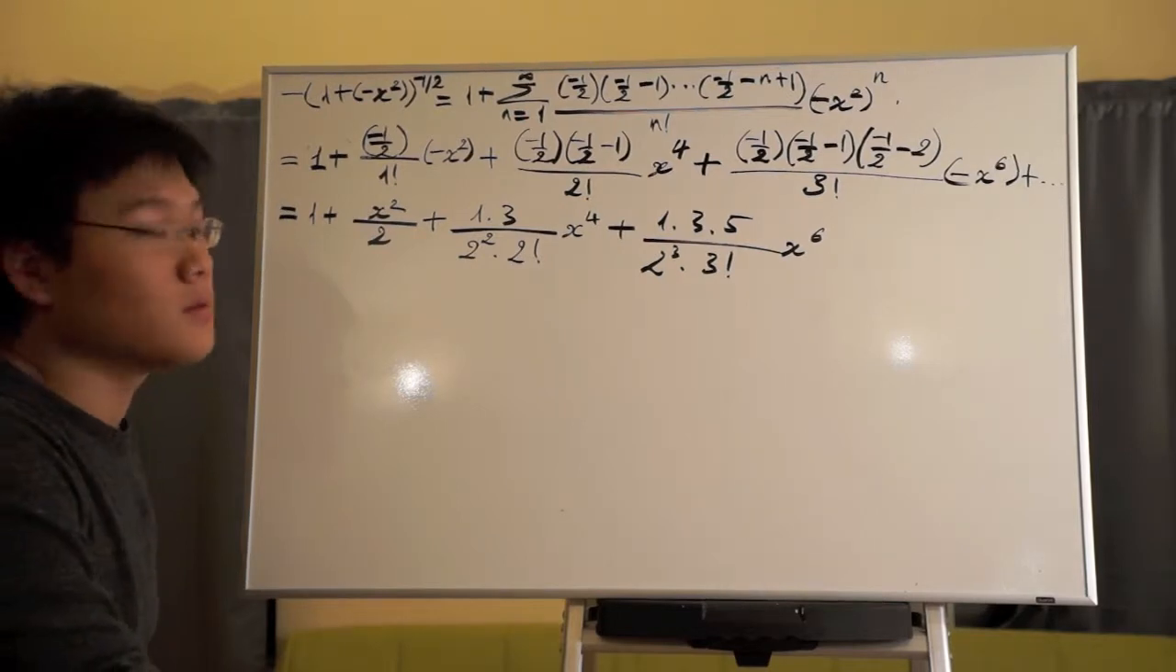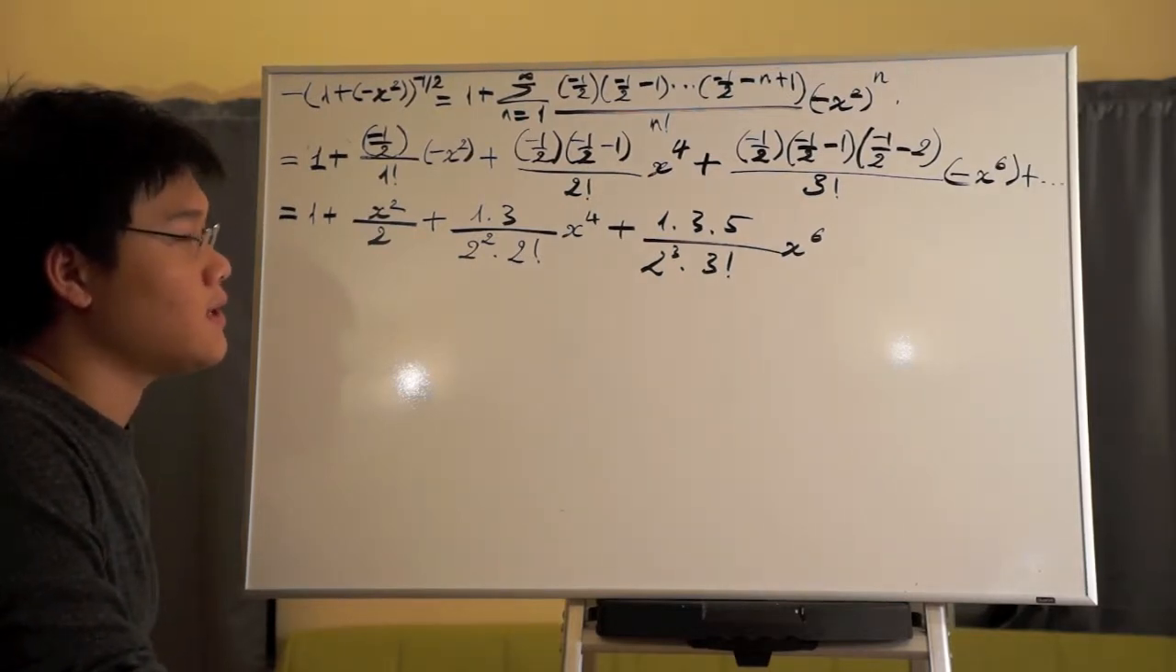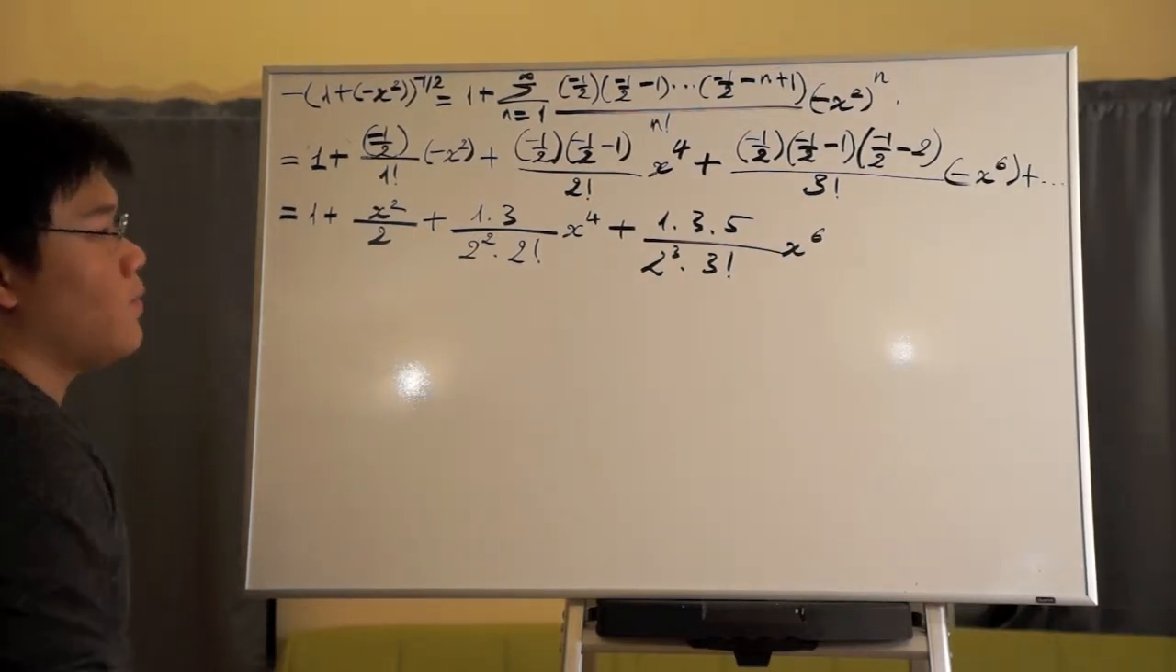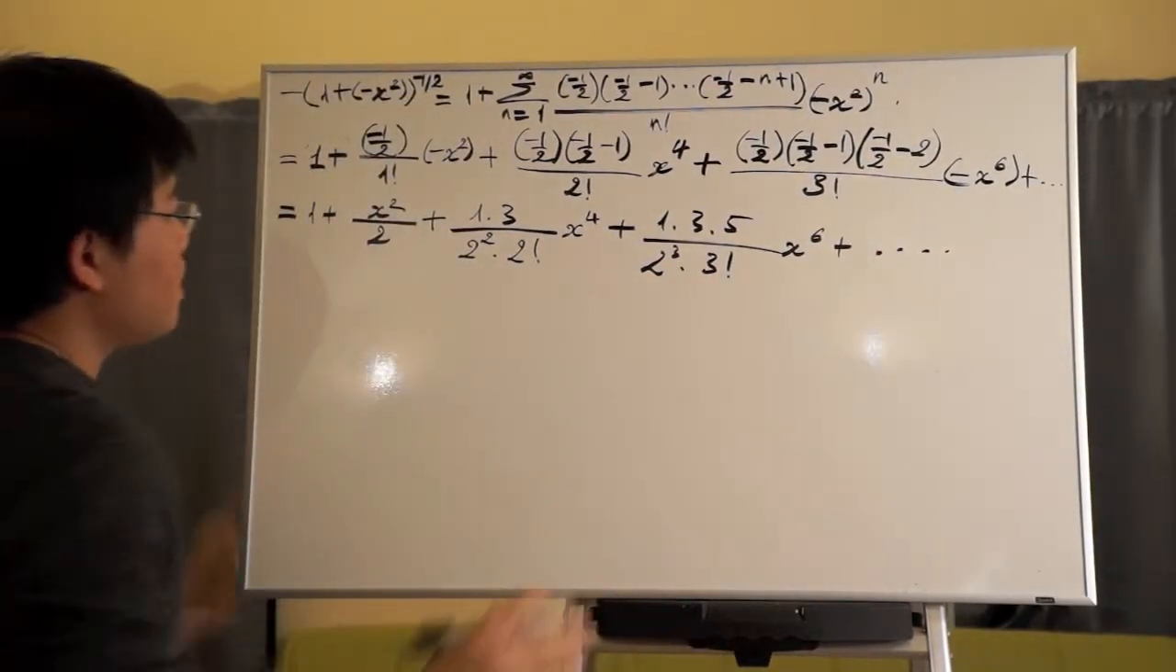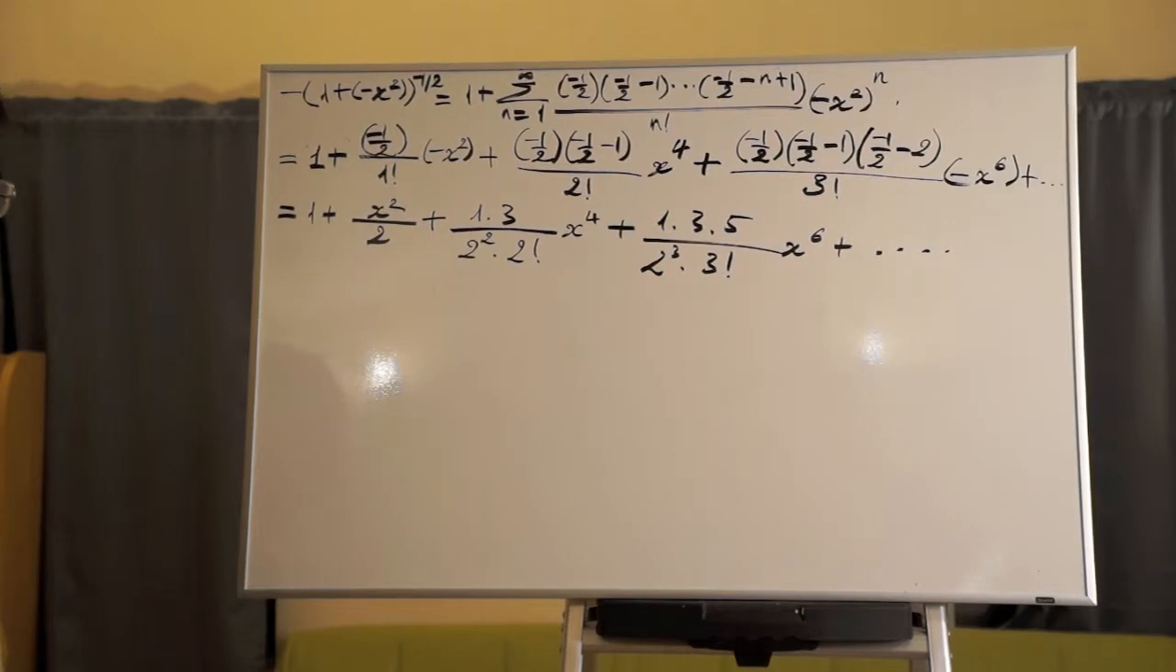an even power. That's why it's always plus. So we have plus dot dot dot. Okay. All right. So what do we do next?